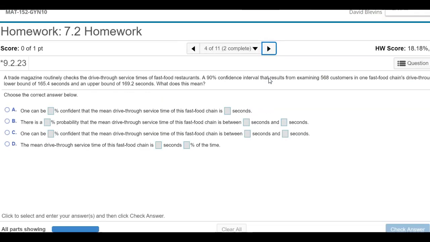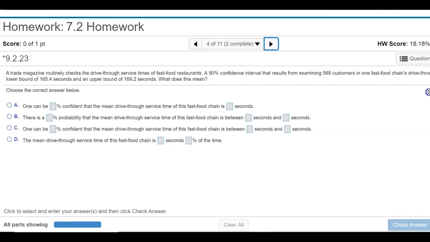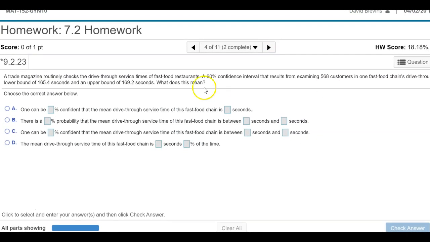This is just understanding. A 90% confidence interval results from examining this many customers in a fast food chain's drive-thru, and it has a lower bound of 165.4 seconds and upper bound 169.2 seconds. Okay, what does this mean?